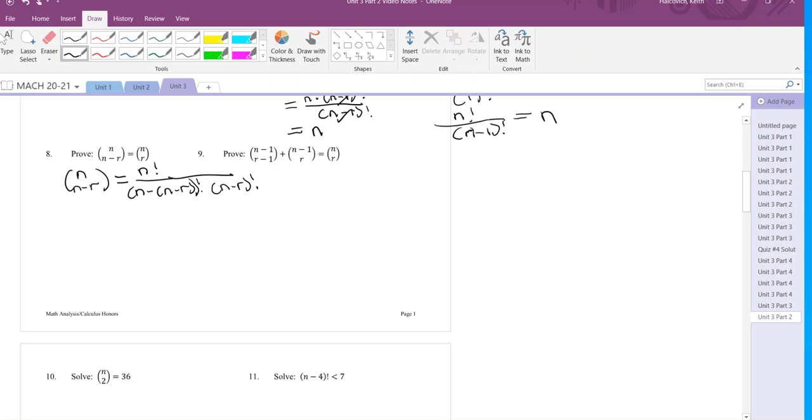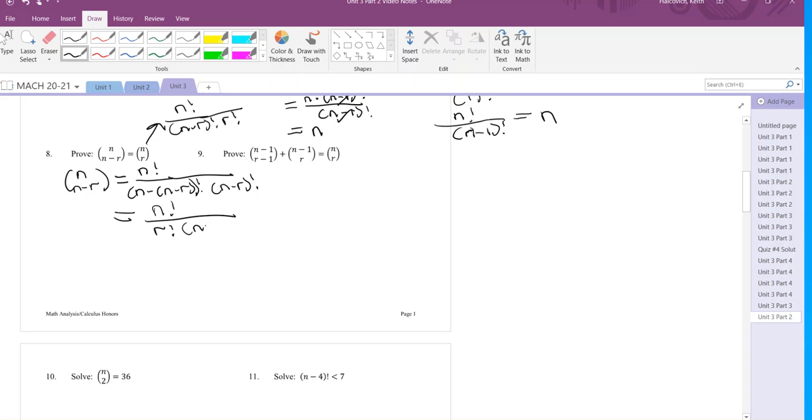All right, so now I'm going to simplify, and keep in mind what n choose r is equal to. It's n factorial over (n minus r) factorial times r factorial. So that's what I want to end up with. That's what I want to simplify to. So here, when I simplify, I get positive r.